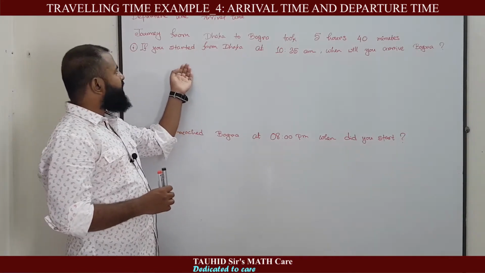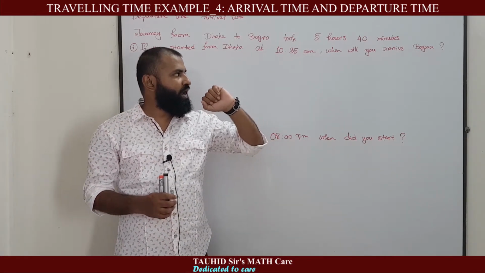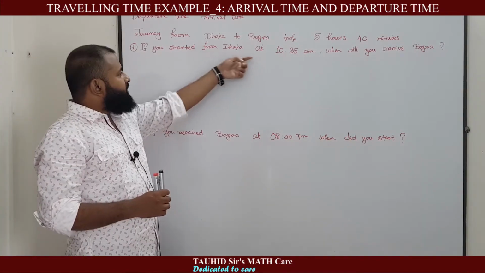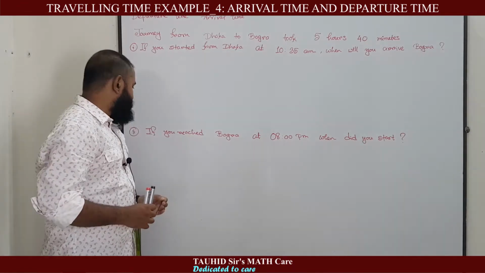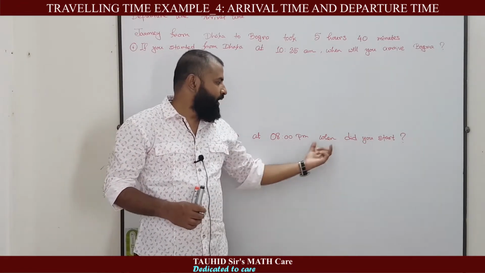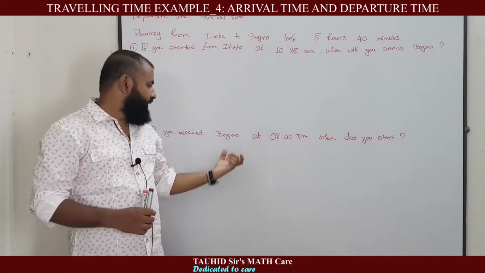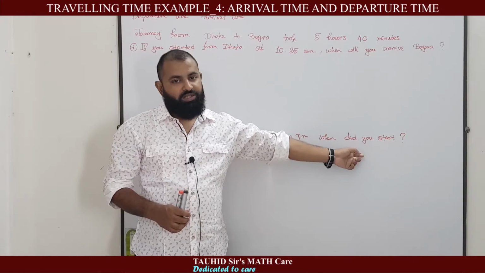If you started from Dhaka at 10:30 am, when will you arrive at Bogura? Departure time is given, you need to find the arrival time. And the second question is, if you reached Bogura at 8 pm, when did you start? Here the arrival time is given, you need to find the departure time.